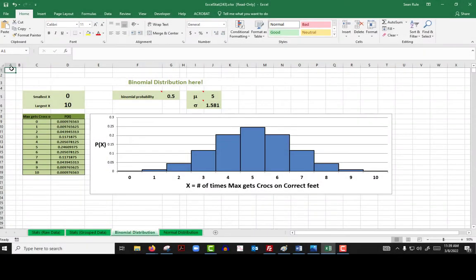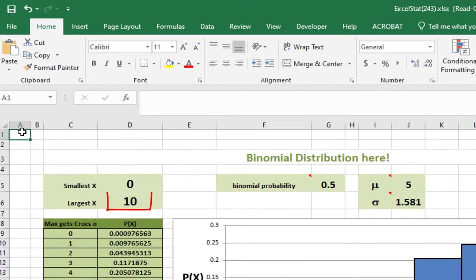Okay, my friends, so I've got this thing set up to model the situation where I watched Max 10 times. You can tell by the binomial probability right here, I'm assuming he's got a 50% chance of getting the shoes on the correct feet, because I'm assuming he's guessing. Assuming he's guessing means, as you can see right here, on average, he's going to get them right on the right feet 5 times. And that's because 5 is half of 10.